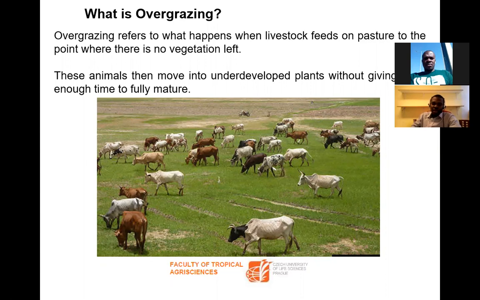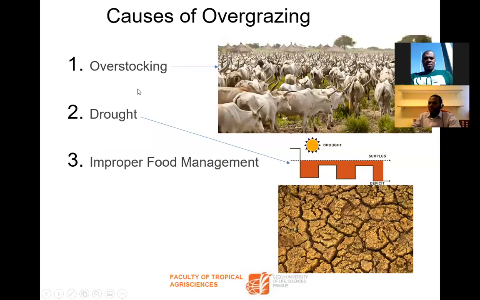So most times you can see the picture of the cows. They graze freely, and after grazing, when they don't see anything to eat, they have to move to maybe farms of people to destroy their crops, or maybe restricted areas where there are trees, even young trees. The cows or cattle will eat these up. Now, what are the causes of overgrazing?